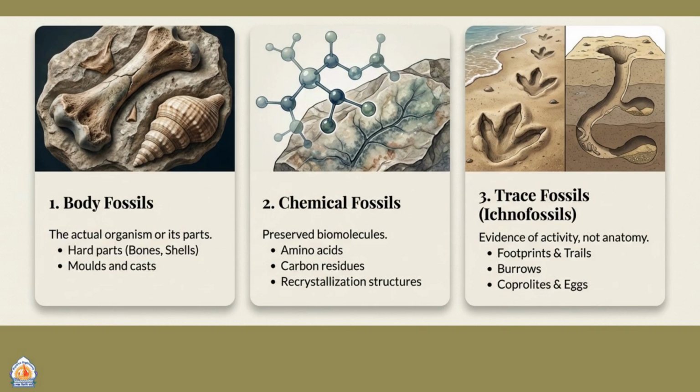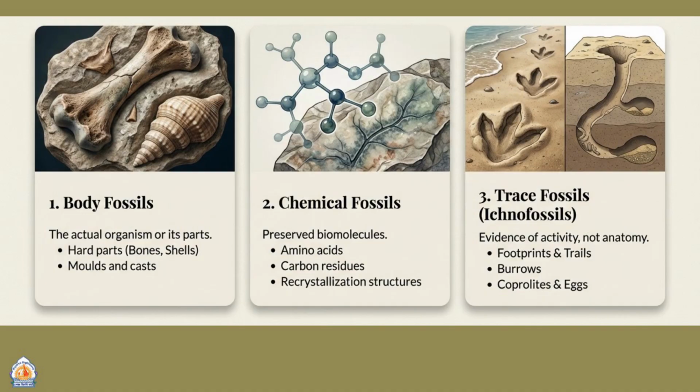The second one is the chemical fossil. Chemical fossils, also called biomolecular fossils, consist of preserved chemical compounds that originated from ancient organisms. Examples: amino acids, carbon residues, organic molecules preserved during fossilization. These fossils help scientists to understand the biochemical composition of ancient life forms.